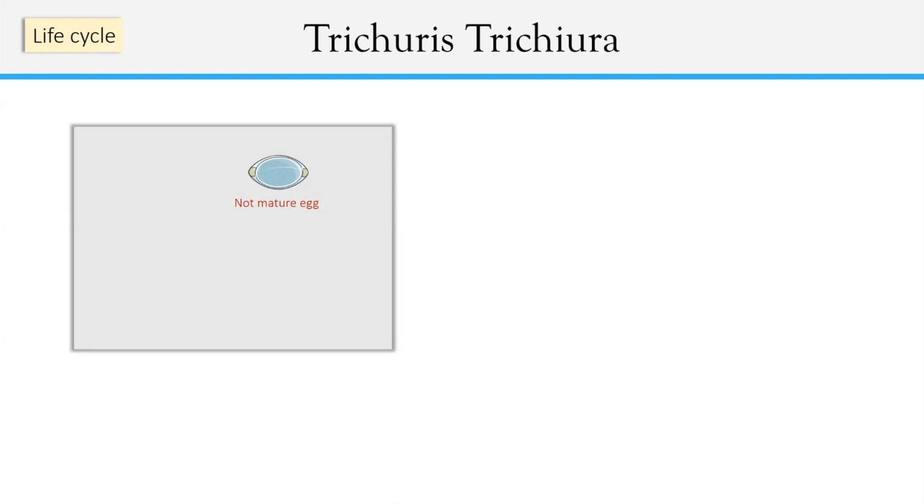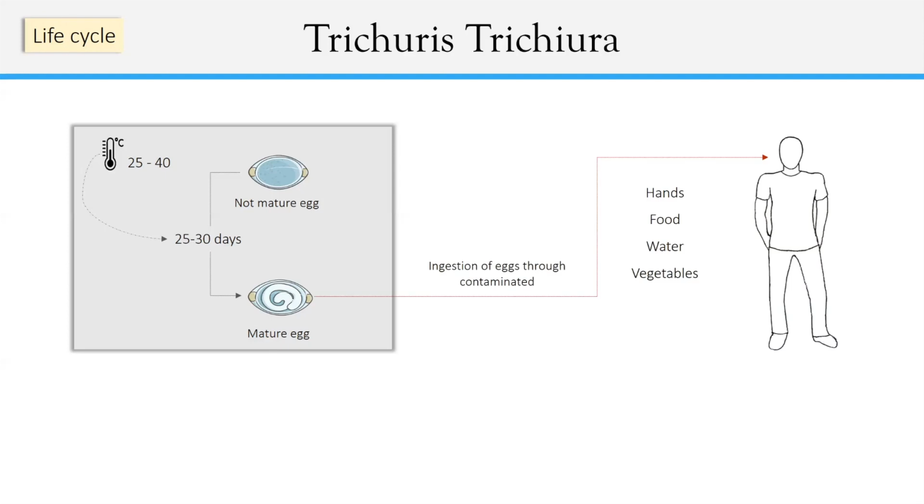What will happen next? Next, this egg in the soil will mature, and this maturation will take approximately 25 to 30 days if the temperature is approximately between 25 and 40 degrees Celsius. And eggs may survive in the soil for 3 years. Ingestion of eggs through contaminated hands, food, water, vegetables will lead to infection of the person.